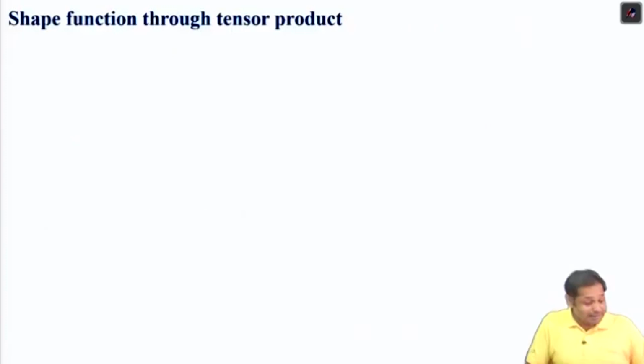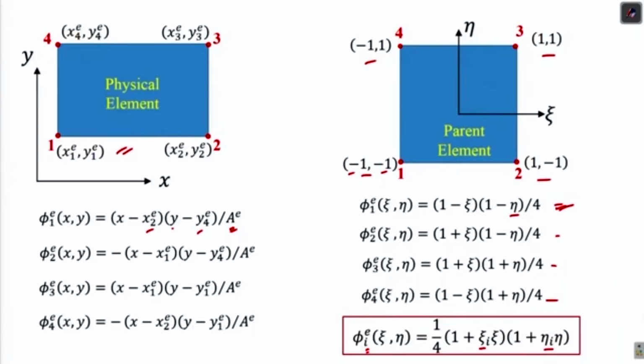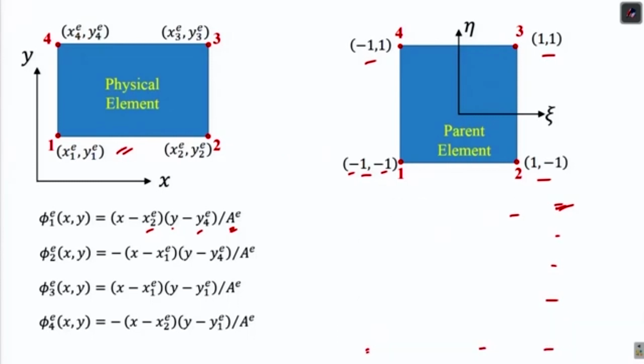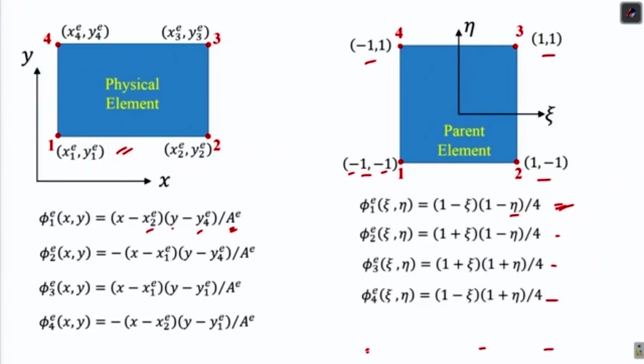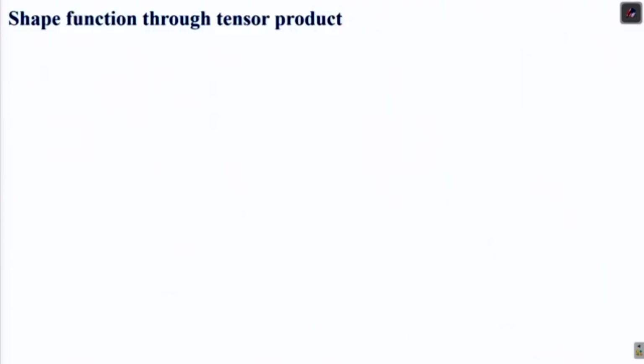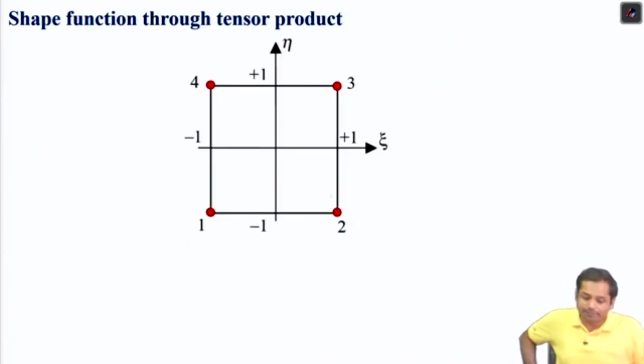Now, this may not be the same for higher order elements. Suppose we have an element like this. I want to construct the shape function for this higher order element. What approach is to be adopted? There we introduce a method where we construct the shape function through the tensor product of shape functions constructed in one dimension. Let us first understand the method with this element and then extend the same thing to other elements as well.